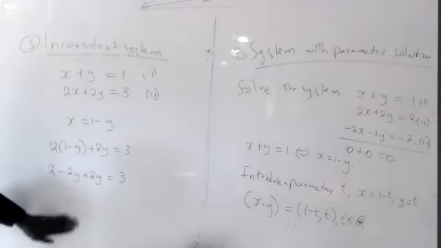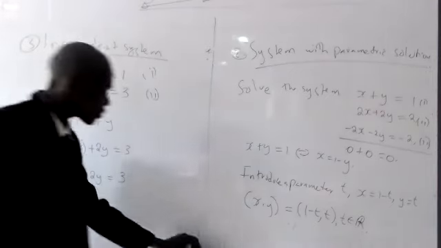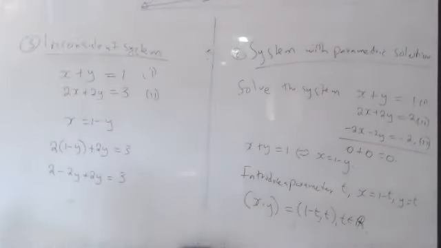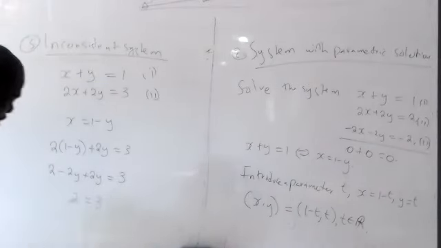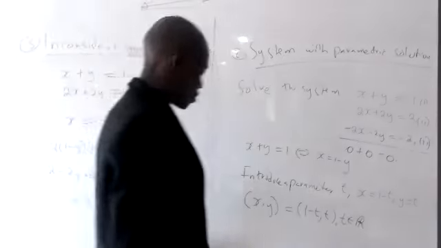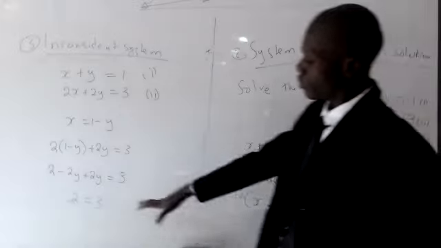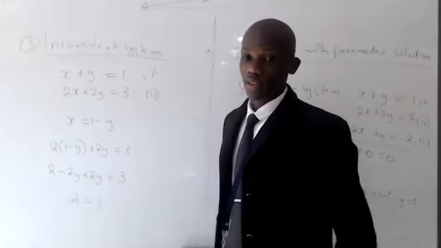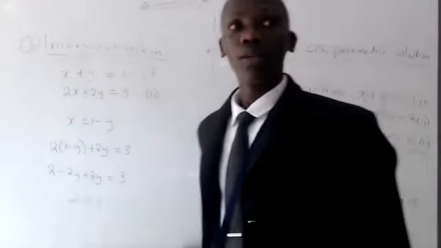What do we have next? 2 is equal to 3, after combining the like terms. 2 is equal to 3. What does that tell you? What can this tell you? Inconsistent because 2 cannot be 3. It's inconsistent because 2 cannot be 3.